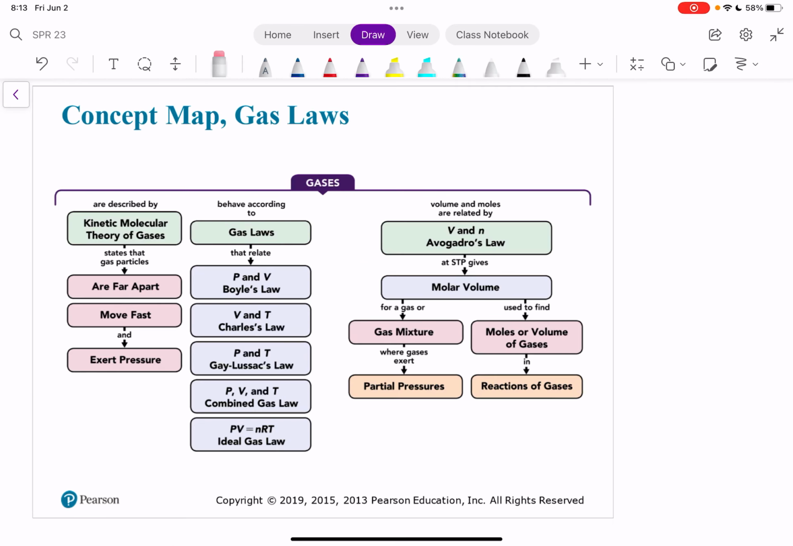All right, and then your book also gives this concept map about all the different gas laws, so if that helps, you can take a look at that. Go ahead and pause the video, copy it down, look in your textbook, take a picture, whatever works best for you. And congratulations on making it to the very last lecture of the quarter.